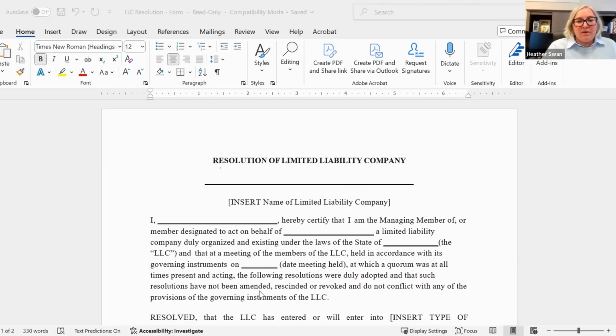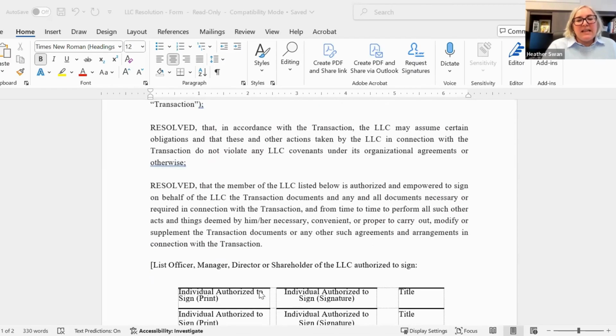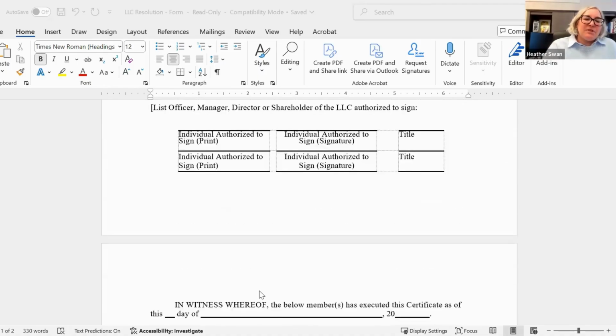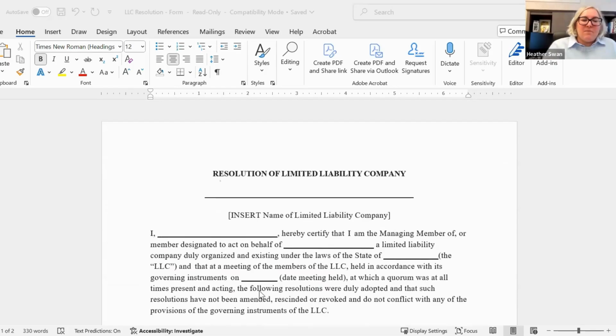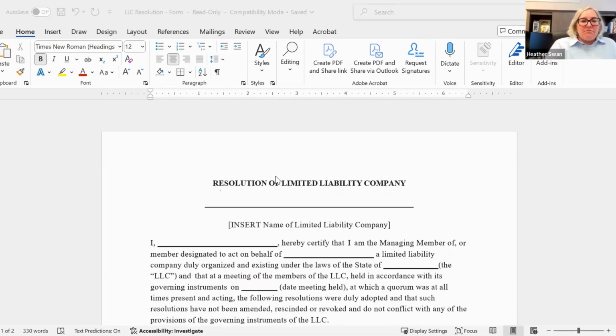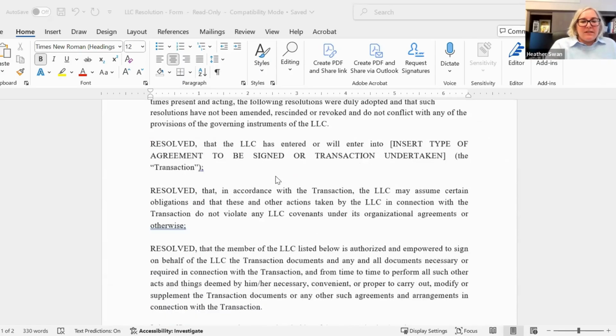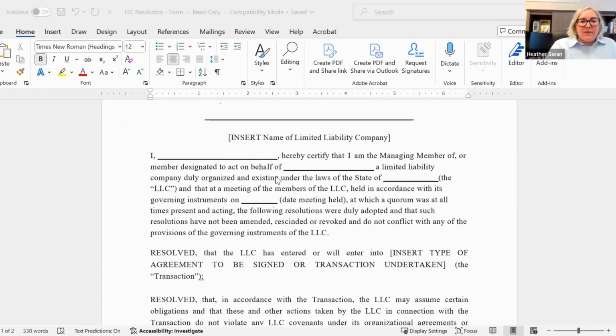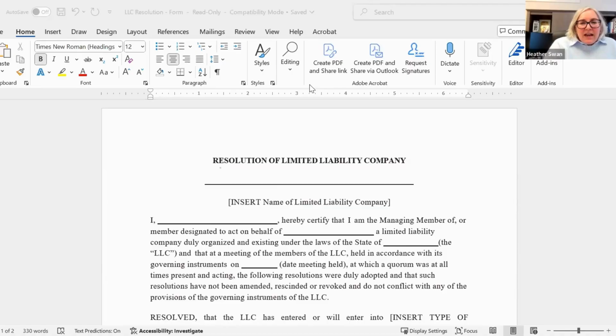Okay, so I just wanted to show you what a resolution looks like because they get asked for. And some commercial lenders, especially a small business lender, will actually include a resolution in the loan package. But I think it's always good to have a visual of what it looks like here. All right. Any questions about resolutions or LLCs so far?